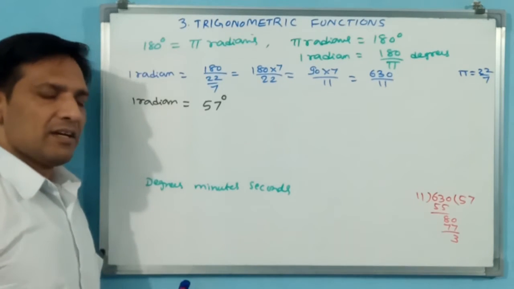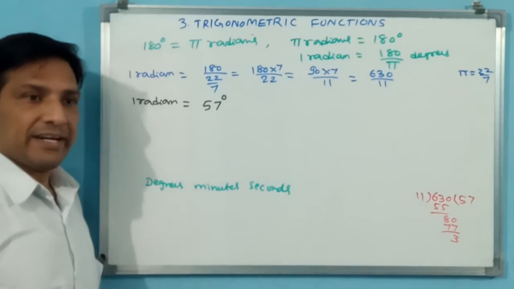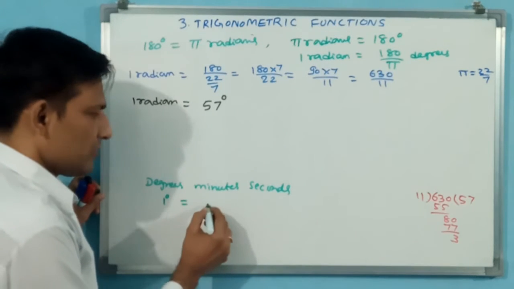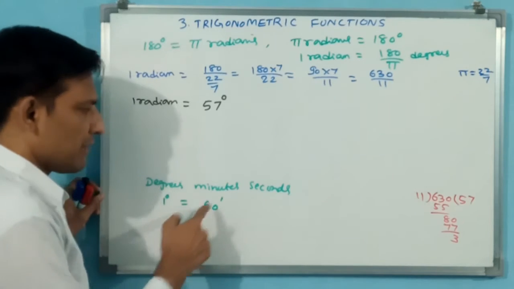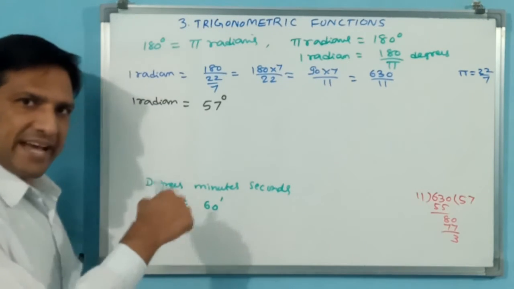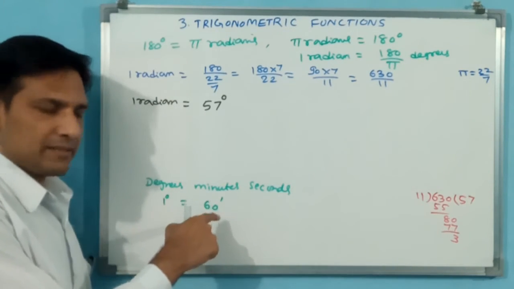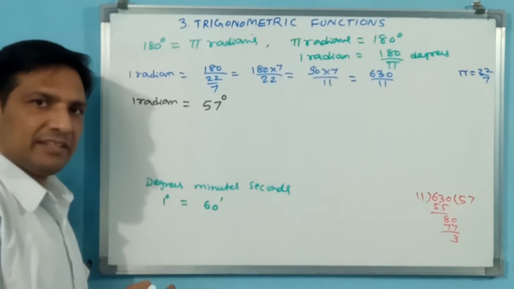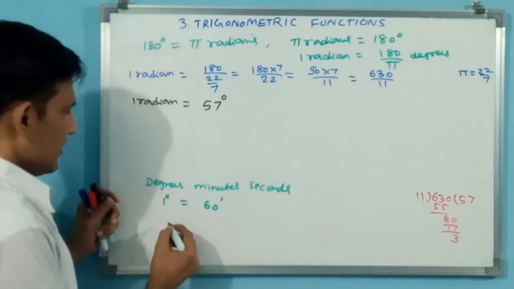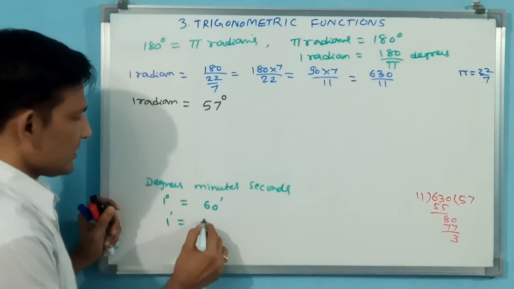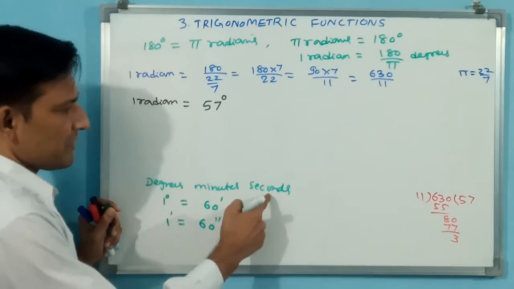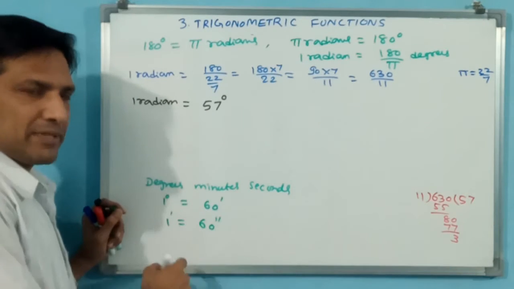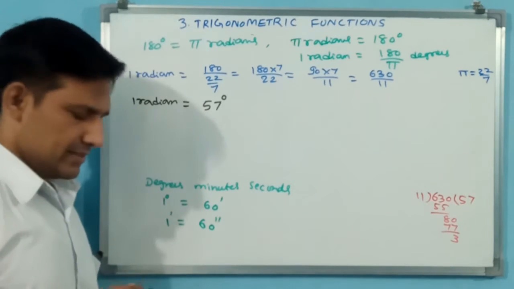Okay. But degrees are further divided. You see, 1 degree is equal to 60 minutes. This is the symbol, an apostrophe, which we will call apostrophe. 60 minutes. This is the symbol for minute. Okay. Now 1 minute is equal to 60 seconds, again they have divided. This is second. 2 dots, 2 apostrophes if you write, those are seconds.